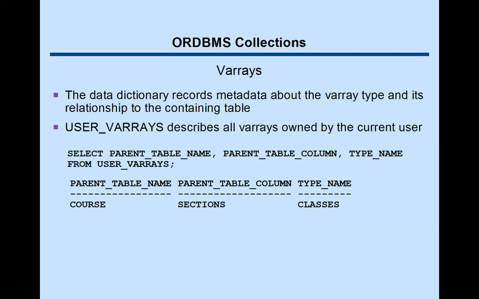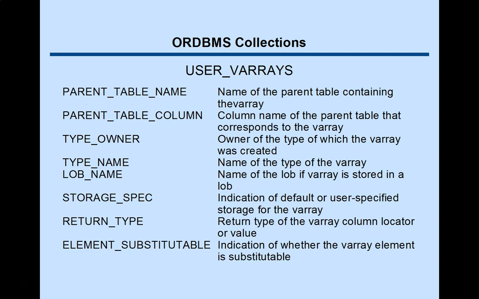The user VArrays dictionary view describes the VArrays within the schema of the current user. We've created the course table, and the course table serves as the parent table for one of our VArrays. The table column that will contain the VArray collection is called sections, and it consists of a VArray of classes. It's defined as the classes VArray type. User VArrays consist of the columns that we've identified here.